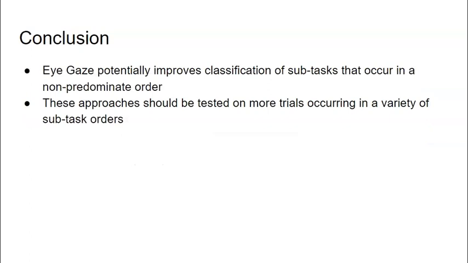We think the improvements shown in trial 3 indicate that eye gaze could be most powerful in improving the classification accuracy of subtasks that occur in a non-predominant order, therefore improving the overall robustness of the model. In the real world, users will not always follow the same subtask order, so it's important to be able to classify subtasks regardless of the order they're completed in. Future work should expand on this project by testing these approaches with a larger number of trials with a variety of subtask orderings.